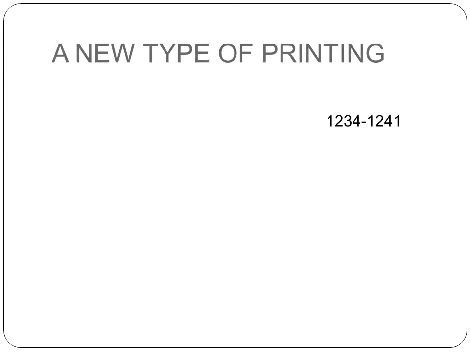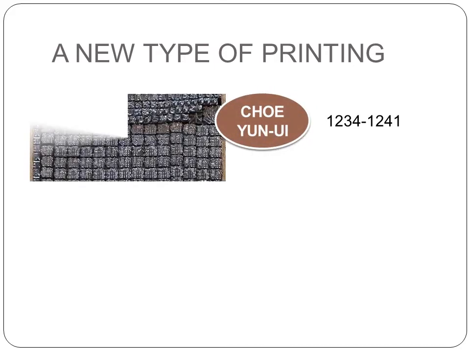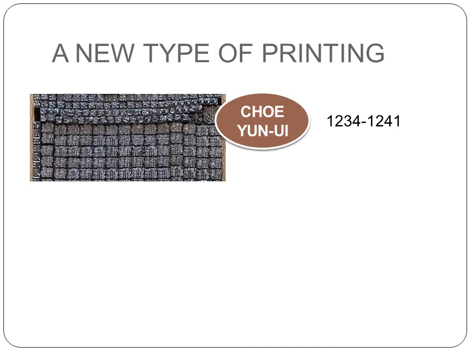The next topic is a new type of printing. Between 1234 and 1241, an official in Korea named Cho Yun-oi made metal letters for printing. Before, China made letters from clay, baking them in a fire. But now, a Korean named Cho Yun-oi made metal letters for printing. But for a long time, printing was only allowed for books for the government.